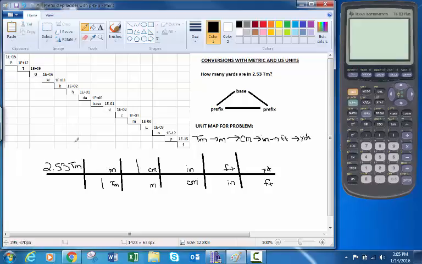On our stair step, we see that the prefix tera corresponds to 1 times 10 to the 12th. So that's the number that we're going to write here with our base unit meter. Here, we're looking for the relationship between centimeter and meter. And on our stair step, we see that centimeter corresponds to 1 times 10 to the negative 2. So that's the number that we're going to write here.